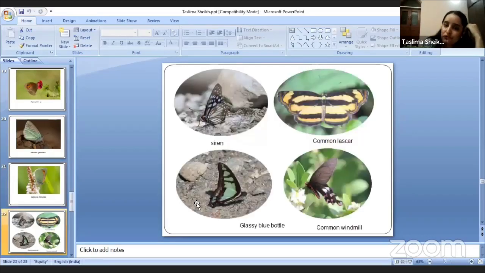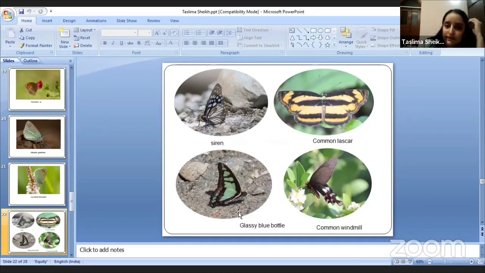Now I have shown one slide here. These are also a few uncommon butterflies from my village. Here I have shown one butterfly, that is siren, and I have rediscovered recently this butterfly after 110 years. And we can see in those 110 years, nobody was there to observe these butterflies since the time of discovery. And another butterfly is common lascar, which I recently discovered in Jammu and Kashmir Union Territory.